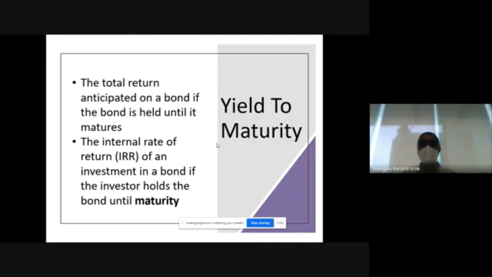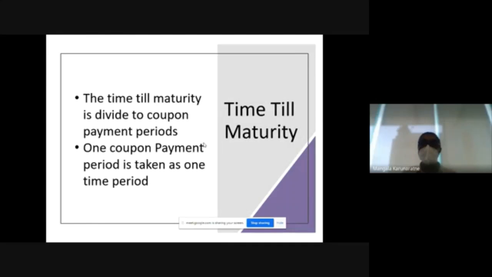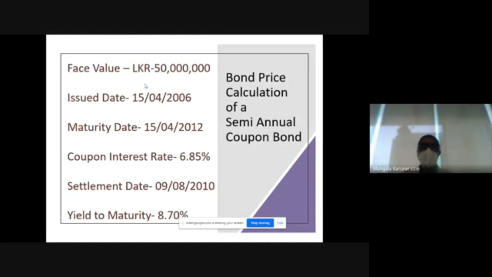So we went through this yield to maturity. So in this formula, R is the yield to maturity, and time till maturity. I said yesterday the time till maturity is divided into coupon payment periods. So one coupon payment period we will be taking as one time period. Then it will be easier for us to make this calculation, because we take everything for that coupon payment. In the sense, we adjust everything for that coupon payment. So we will go through this example first.